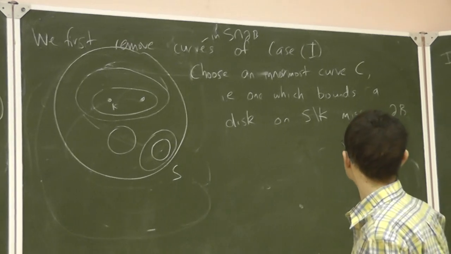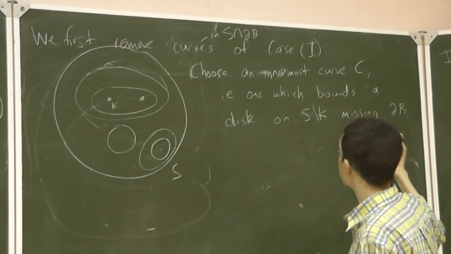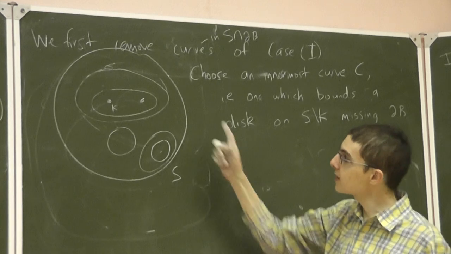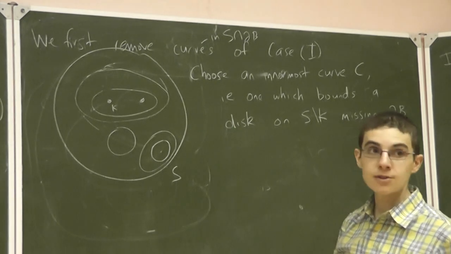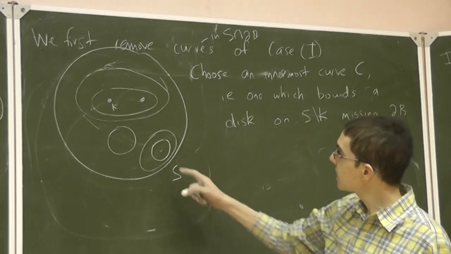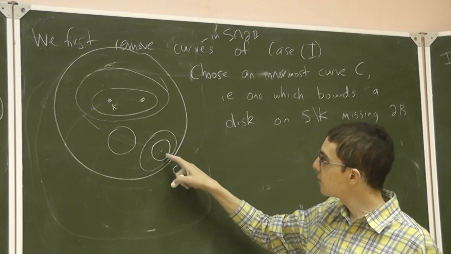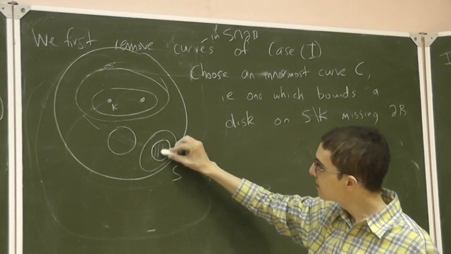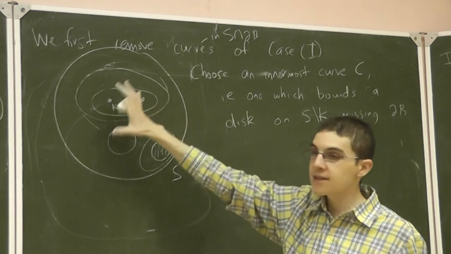So, missing the other curves. So choosing, we've got these kind of curves. Let's choose an innermost one. What that means is we choose such a curve so that it bounds a disk, missing all the other curves.